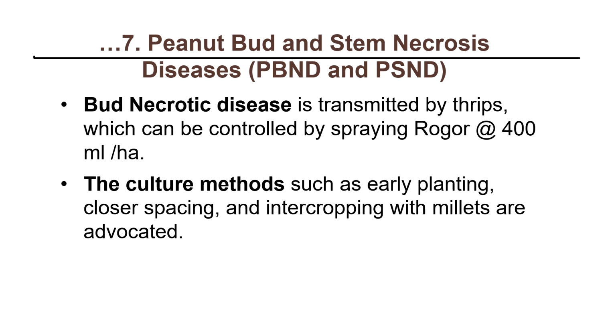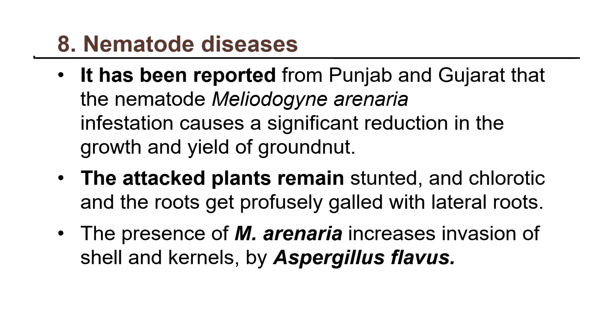Bud necrosis disease is transmitted by thrips, which can be controlled by spraying Rogor at the rate of 400 ml per hectare. You can use this Rogor or dimethoate. So, this insecticide is killing the thrips, which will not be able to transmit this disease from the diseased plant to the healthy plants. The cultural methods such as early planting, closer spacing and intercropping with millets are advocated to manage this disease. Now, the last one is nematode diseases.